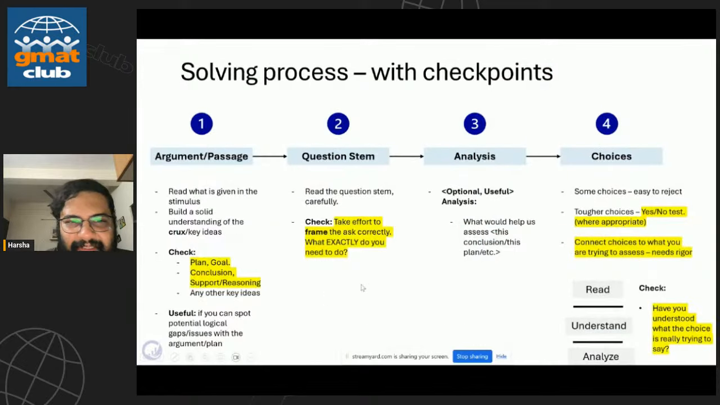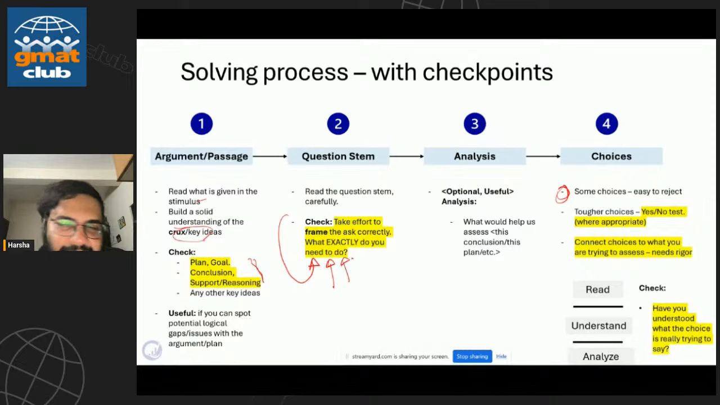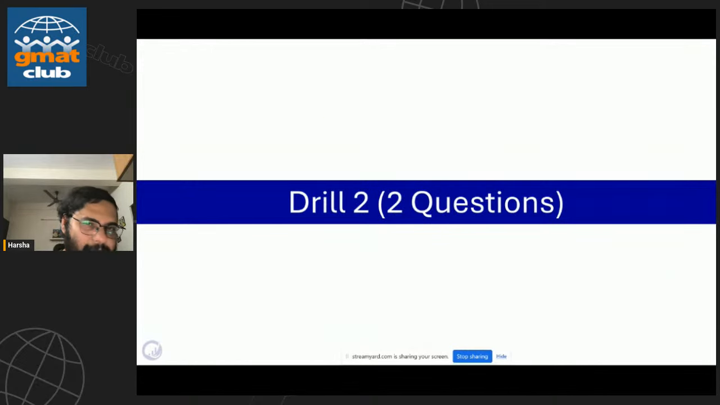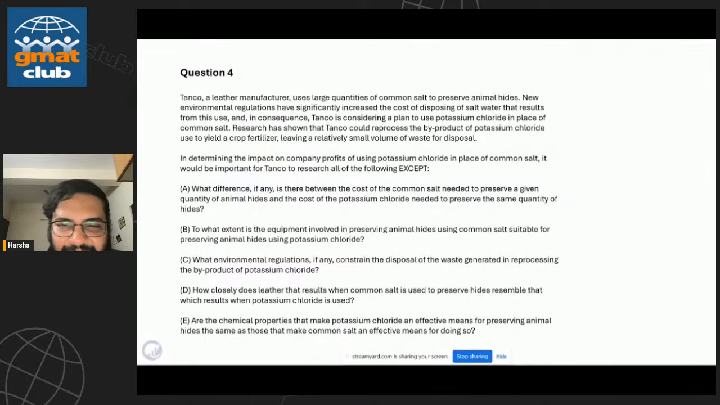In this case, maybe it doesn't fit your plan, goal, or conclusion reasoning as much, but otherwise everything remains the same. Read what is given carefully, build a solid understanding, understand the key ideas well, and really pay attention to what you need to do. This will become mission critical, and then just pass through the choices, and you'll see that a lot of choices will be easy to reject. Cool. So let's take it up a notch, with slightly more nuanced questions. Let's see how you guys do. This is one of my old favorites.